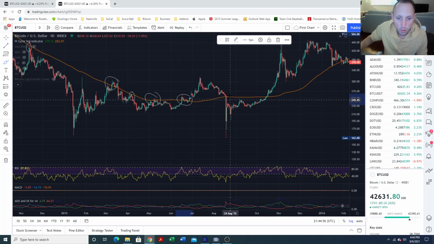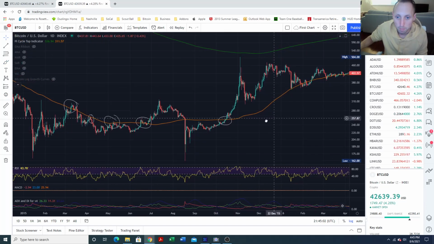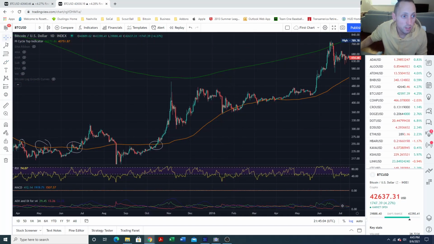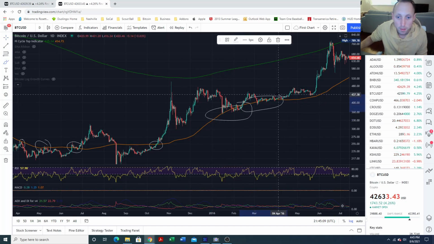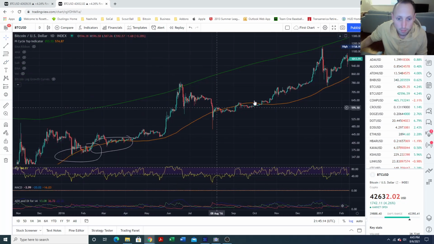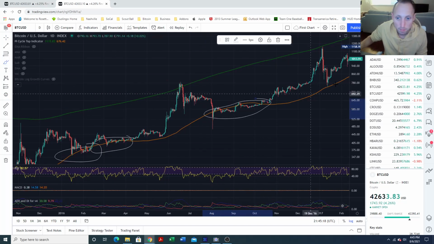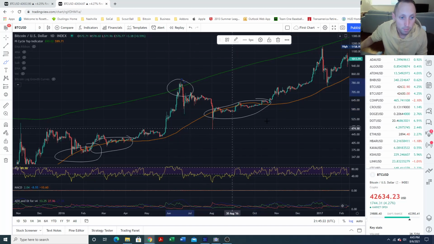Got above, lost it again. Breakthrough here. Now it started working up, and now it started using it as support. Support, support. Almost touched it here. Flirted with it for a while right here. Came on up. Where did it hit its head?